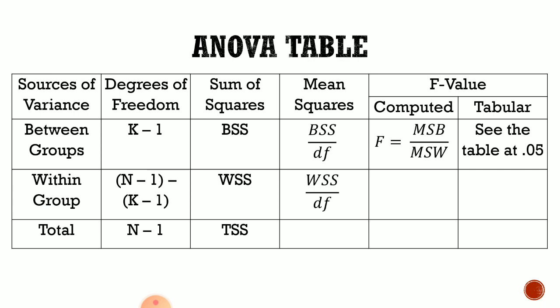For the sum of squares, that is TSS, or the total sum of squares. Then, for the F value, the F computed value is equal to the mean squares between divided by the mean squares within. Then for the tabular value, we need to look for the F table at 0.05 level of significance.